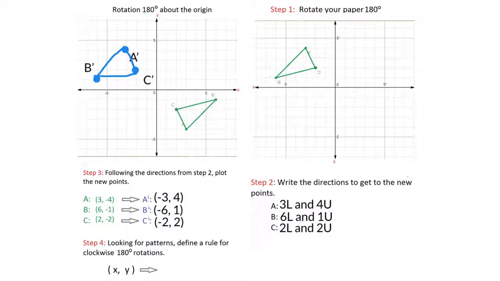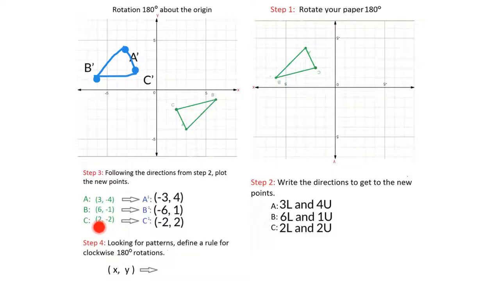Now that we have our points, let's go ahead and see if we can find a pattern. So in A, we had 3, -4. A prime is -3, 4. It's looking like the order is not changing, but something is.